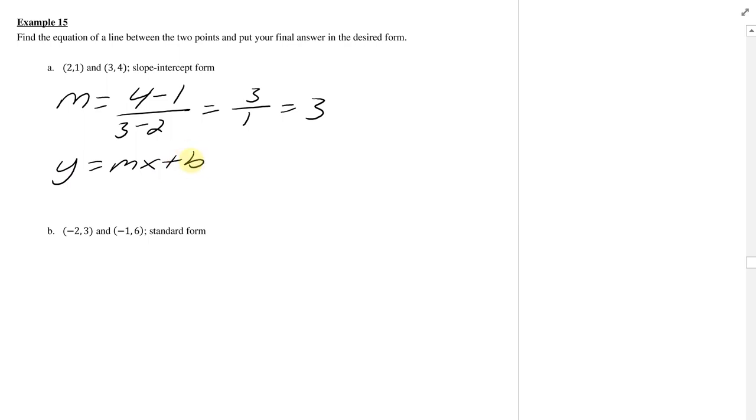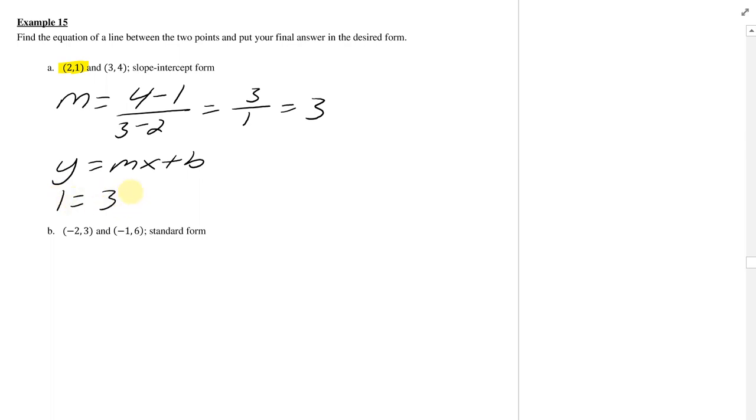It doesn't matter which point I want to use, so just for consistency, I will always choose the first point. So if you're trying to use the same point that I am, I'm just going to use the first point, but it doesn't matter which one you want to use.